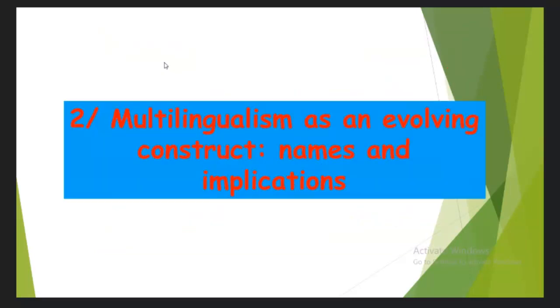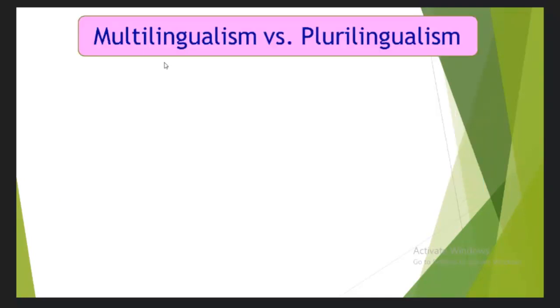The second point I want to mention is multilingualism. We want to have an insight into the names and the implications behind it, right? So here I want to distinguish two terms, multilingualism and plurilingualism. So what are the differences between them? Although plurilingualism derives from multilingualism, there is a difference between them, right? So the answer is here, right?